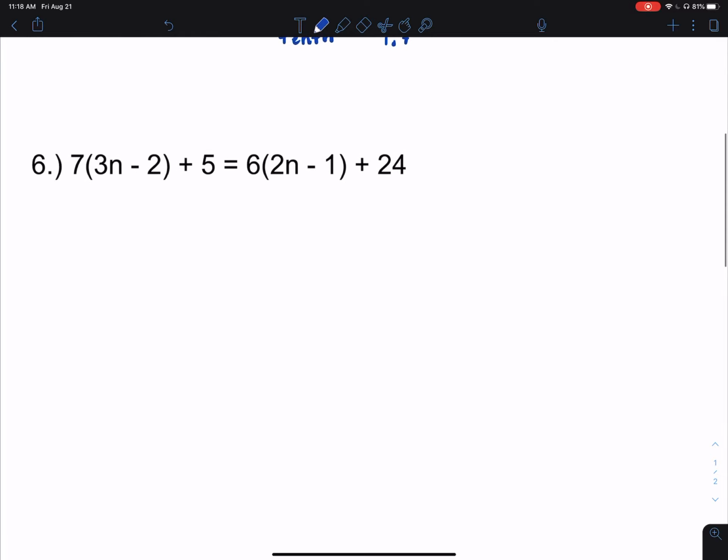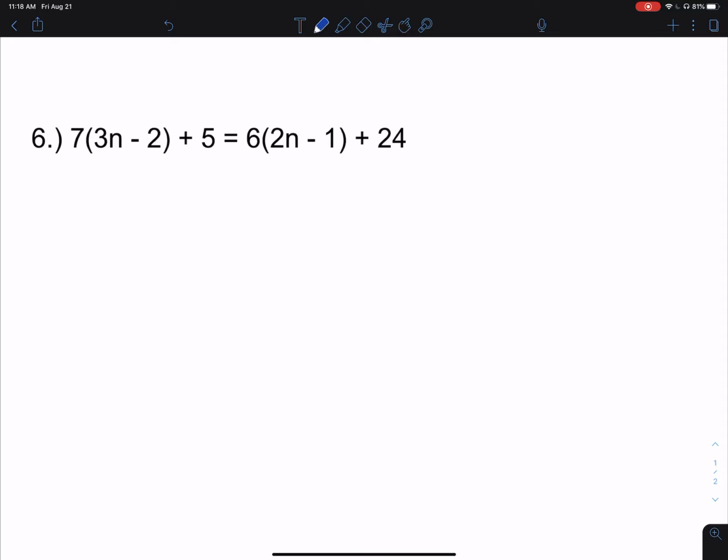If we look at the next example, we have 7 times the quantity 3n minus 2 plus 5 equals 6 times the quantity 2n minus 1 plus 24. So once again, I'm going to start by distributing to get rid of my parentheses. That will give me 21n minus 14, and I drag that plus 5 down. Equals, I'm going to distribute that 6 to give me 12n minus 6, and I'll drag down that plus 24.